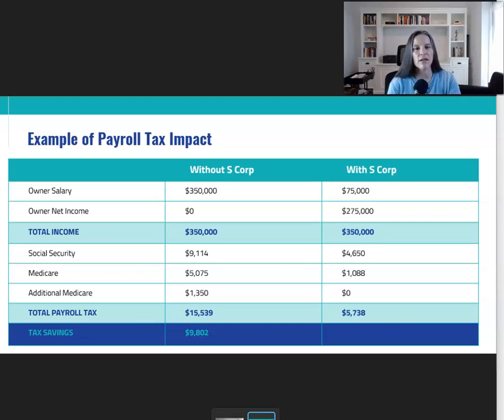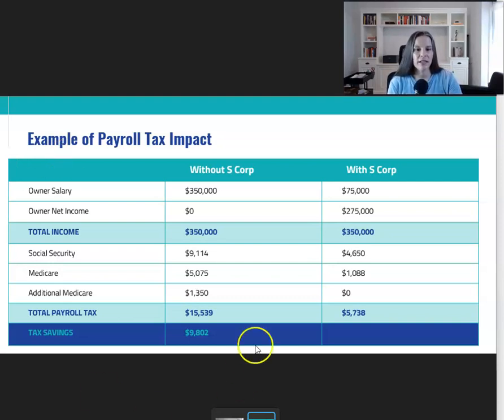So on the left side here, this is an example of the situation if your company just doesn't have an S corporation election. In fact, you're a single owner and you didn't make an S corporation election because you didn't know about it. So what happens is you say your business's net income is $350,000. Without the S corp election, and again, we're talking about federal tax consequences here, I'm not talking about state, but without the S corp election, you're viewed as having made $350,000 of salary income, basically, because you're going to pay payroll tax on all of that income.